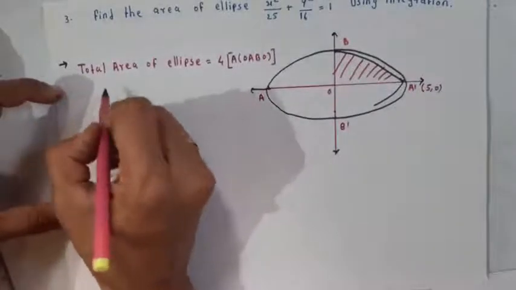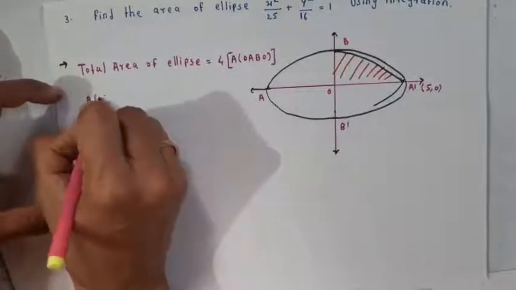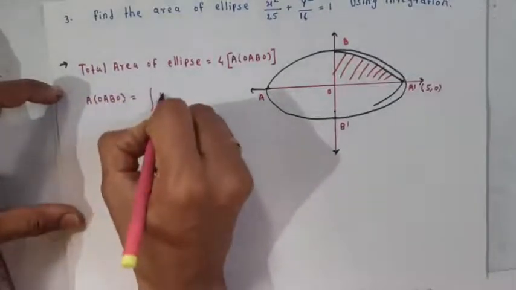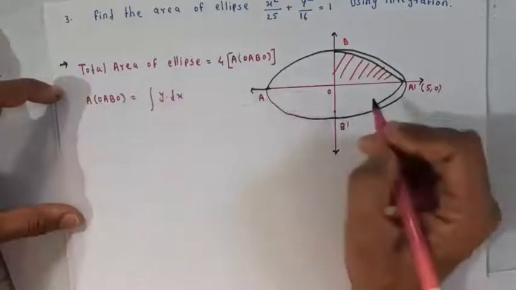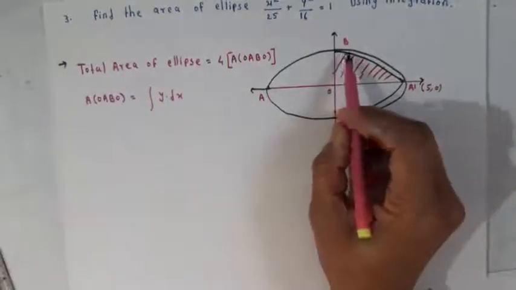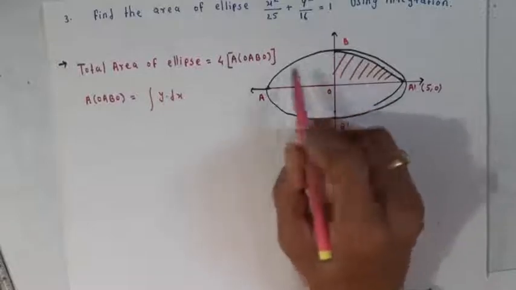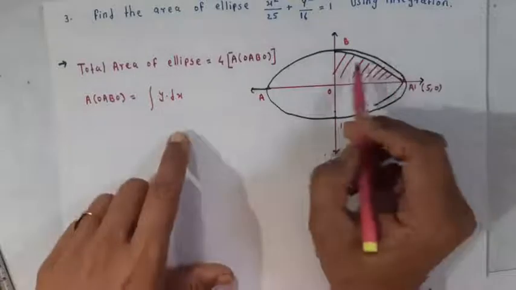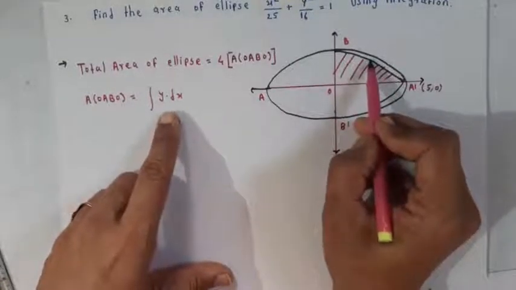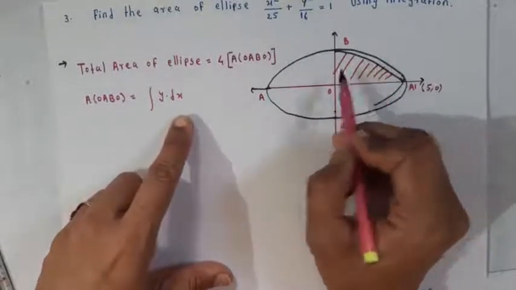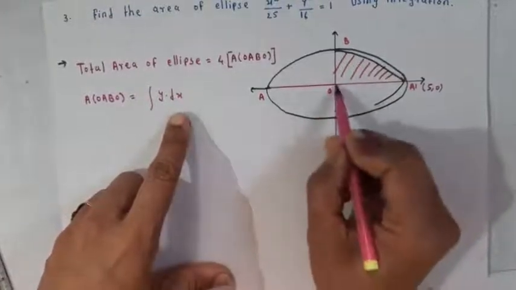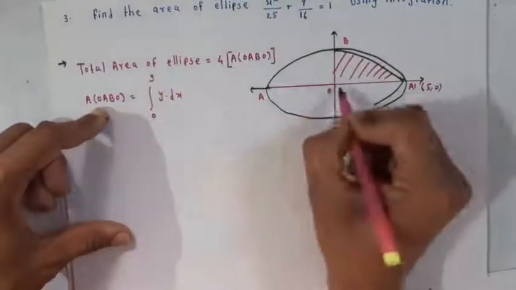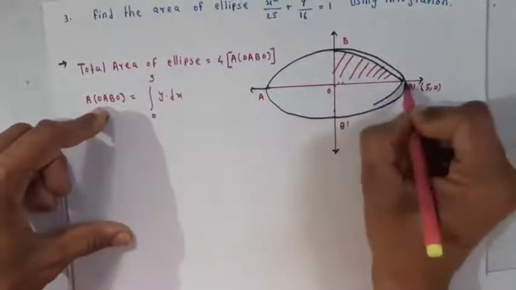Now the area OABO is equal to integration of y with respect to x. The y curve is the curve of ellipse. We consider the equation of y in terms of x and integrate with respect to x, with limits of integration from 0 to 5, because we consider the curve only from this to this.